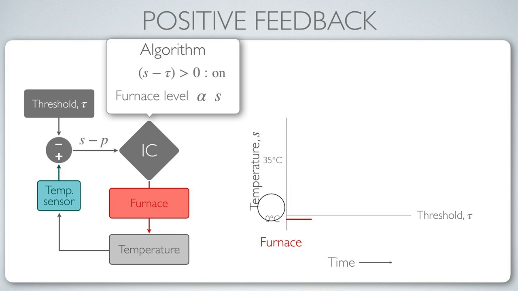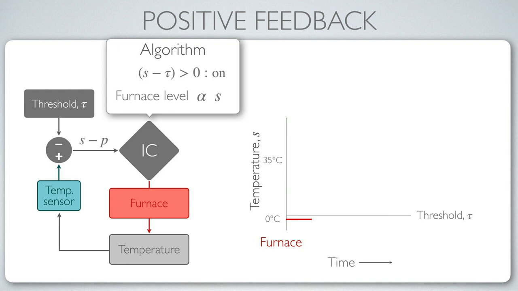Now, this furnace is different from the one that we consider for the negative feedback loop because it has a variable intensity. We're going to call that the furnace level. It can run at low, medium, high, and very high levels. And the level that the furnace runs at is proportional to the state variable itself. So let's consider how that works.